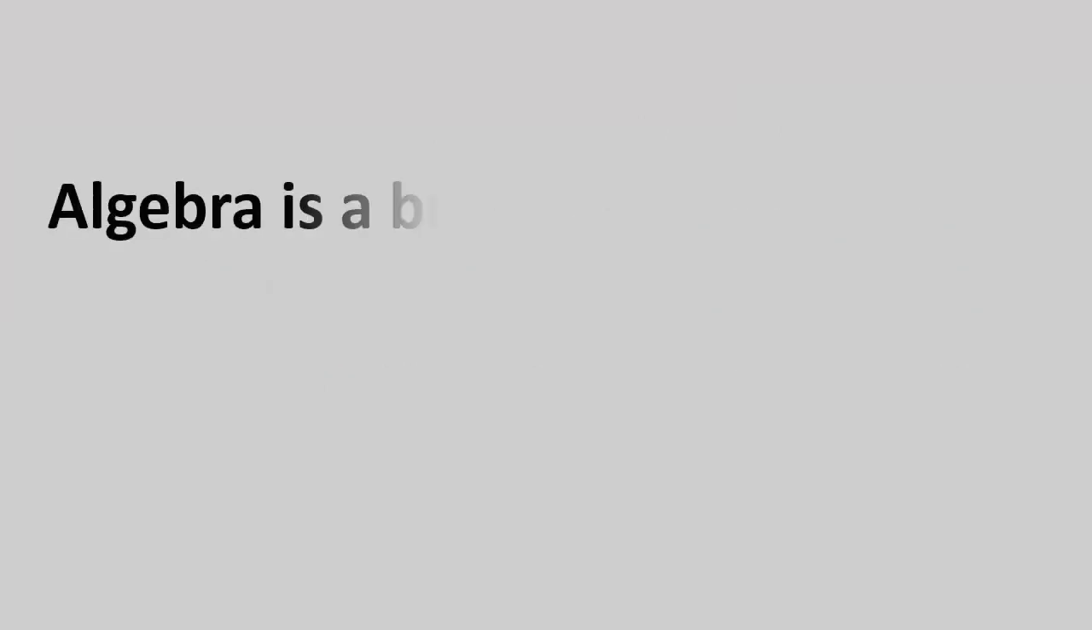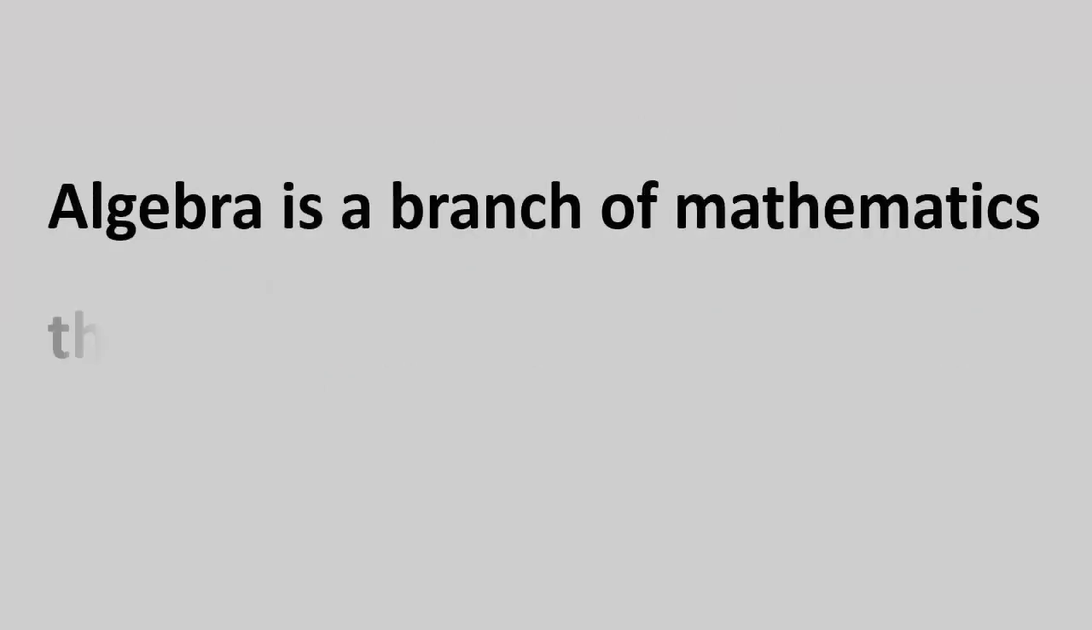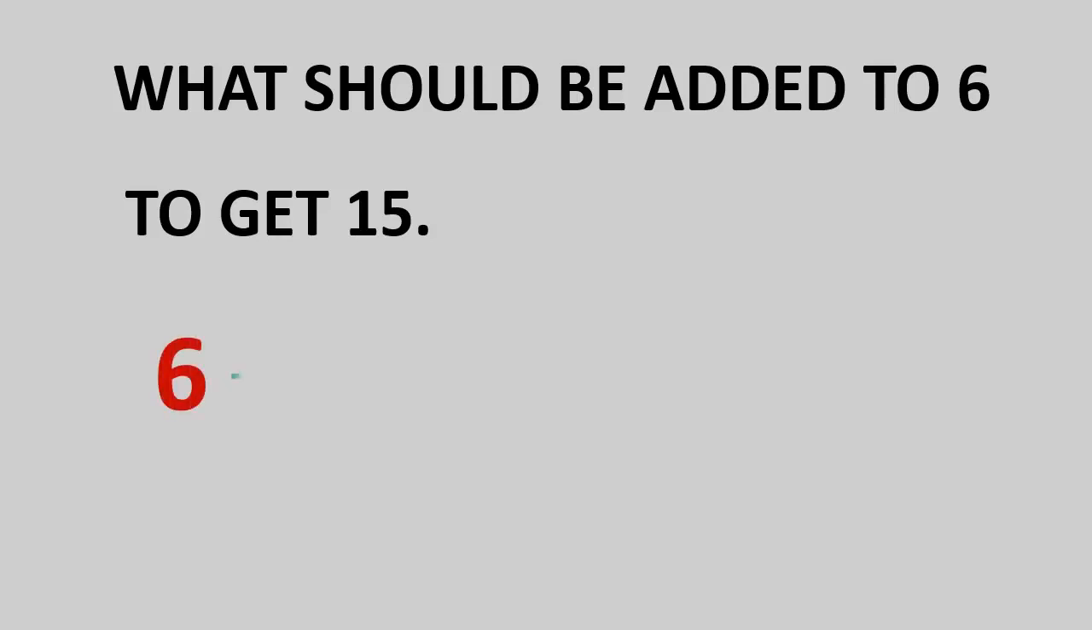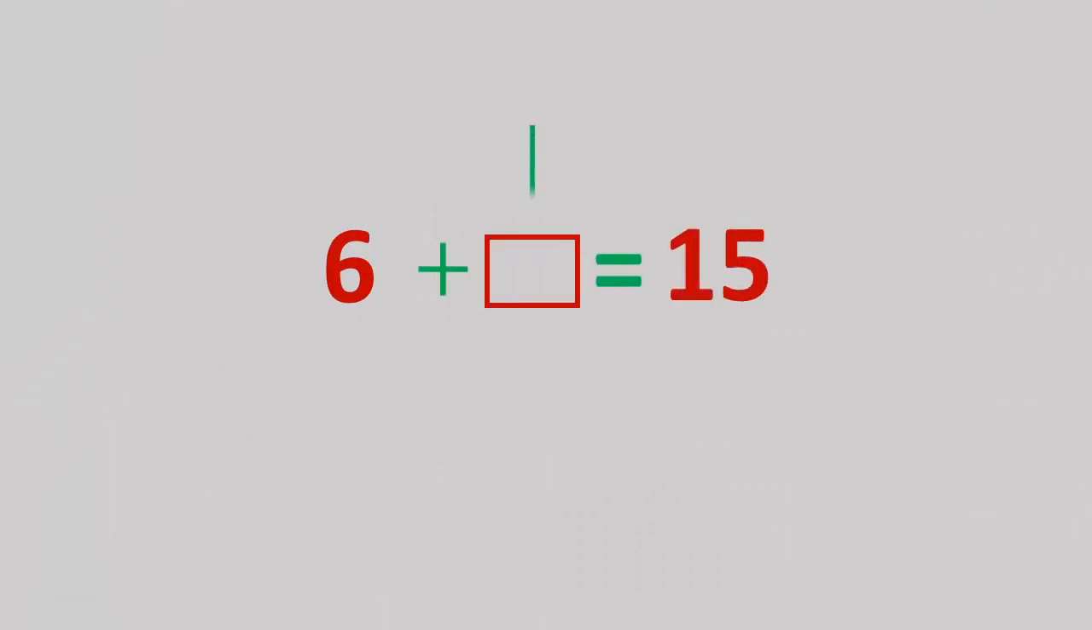Algebra is a branch of mathematics that substitutes letters for numbers. For example, what should be added to 6 to get 15? This statement can be written as 6 plus empty box equal to 15. Here, the empty box represents the unknown value.